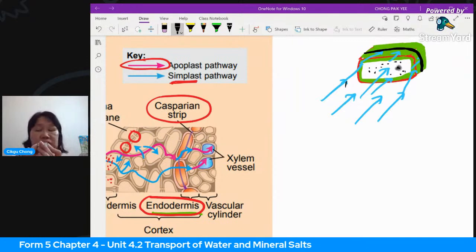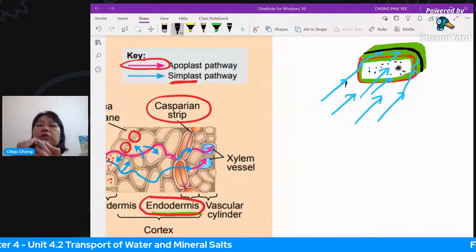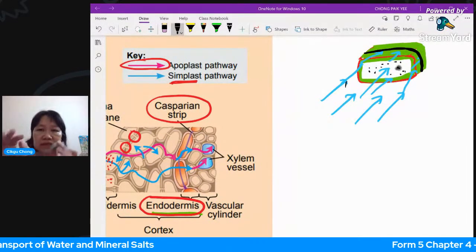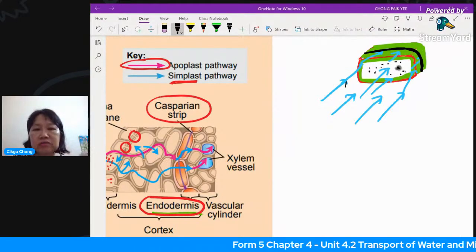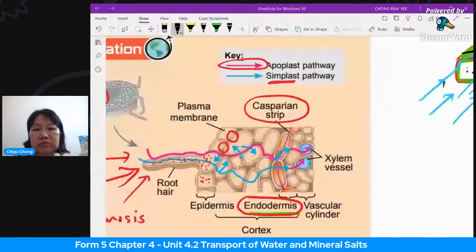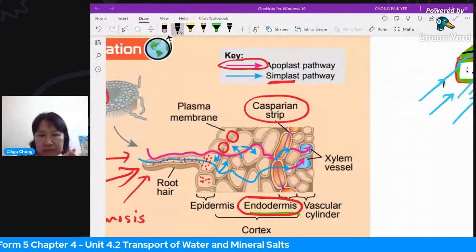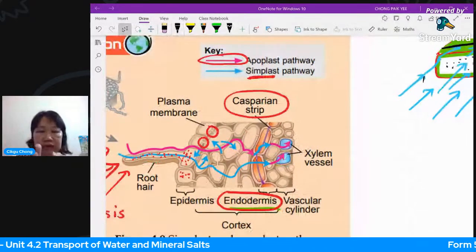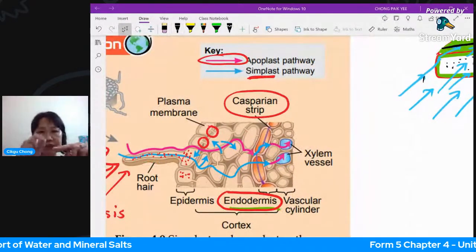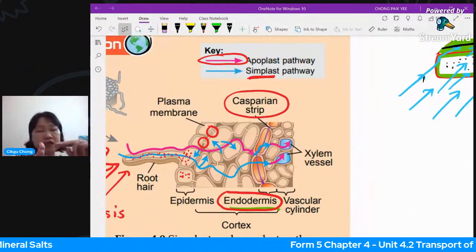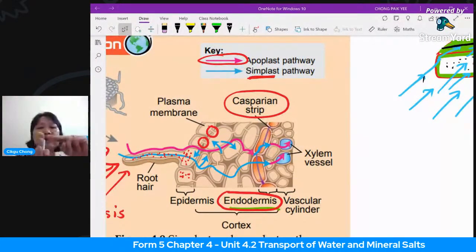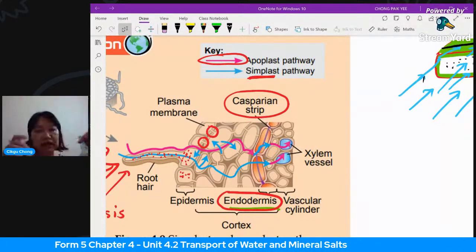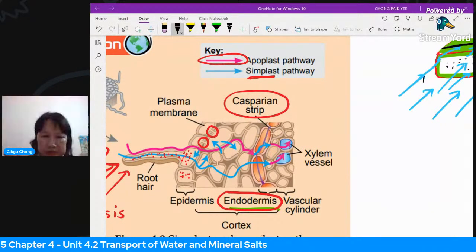So what happens? Where's the water going to go? The water will go into the symplast. That means here it's going to be blocked. Okay, before the endodermis, it can go through two ways, apoplast and symplast. But when it comes to this endodermis, the Casparian strip will block it already, so it can no longer go through the apoplast pathway. Now this one will go into the cell and it goes in by the cytoplasm.